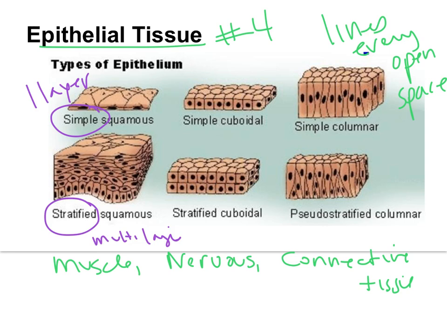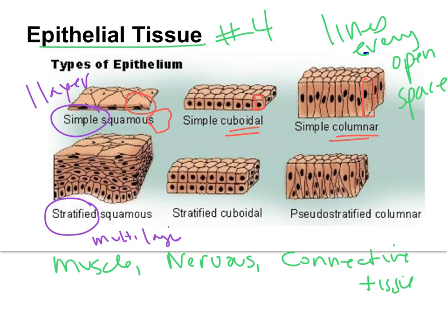So we also classify epithelial tissue by the shape of the cell. So a squamous cell is going to be very flat and kind of irregularly shaped. I think of it like a paving stone. A cuboidal shaped cell is just that. It looks like a cube. A columnar cell is taller than it is wide, just like a column.